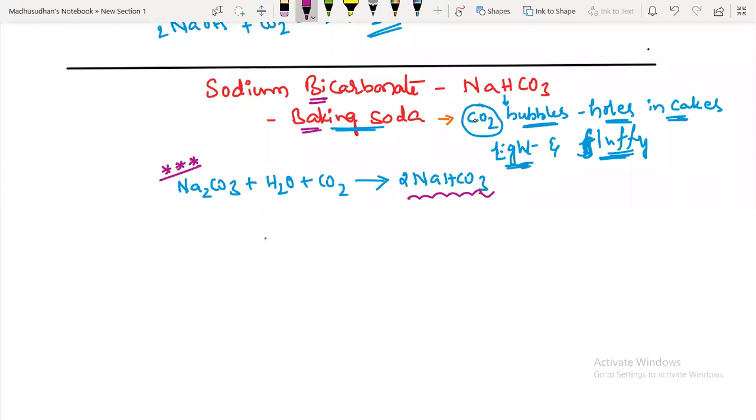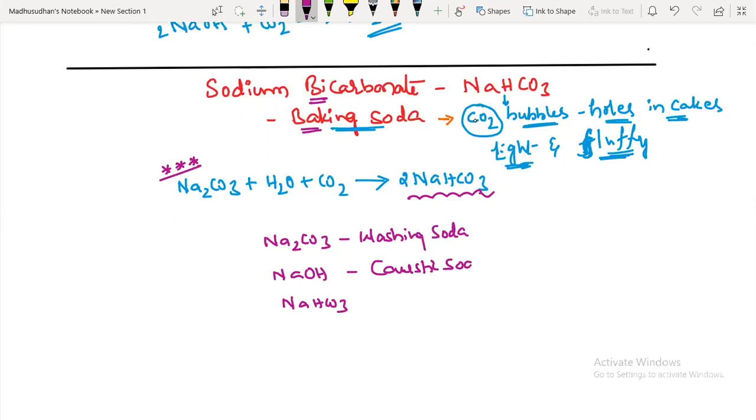We have different substances: sodium carbonate, sodium hydroxide, sodium bicarbonate. Sodium carbonate is washing soda. Sodium hydroxide is caustic soda. And sodium bicarbonate is baking soda. So these are different, guys. Don't get confused.